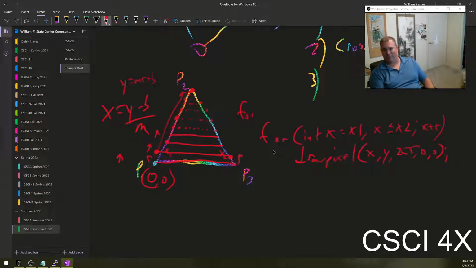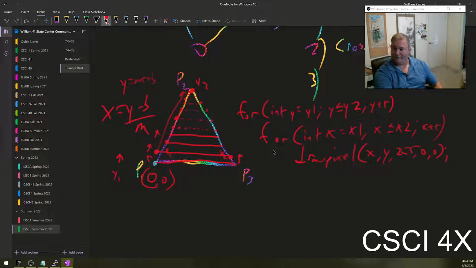So you say for y equals y1, y is less than or equal to y2. That's an x, not a y. Y is less than or equal to y2, y plus plus. So here is y1, here is y2. Okay. And so that's it. That's the equation to rasterize and fill a triangle.